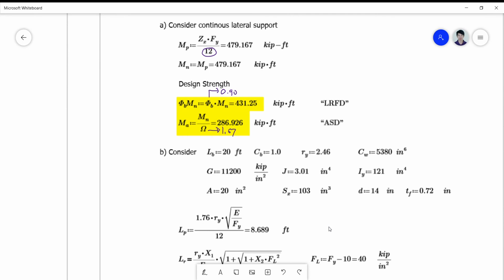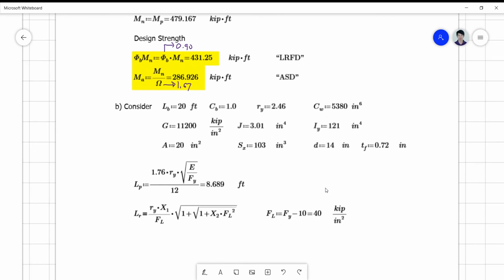So considering now the next condition, wherein your beam is laterally supported within a length equivalent to 20 feet, and CB is assumed to be equal to 1.0. So we need additional information.